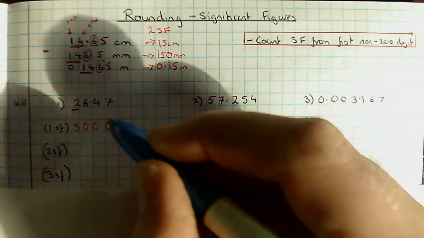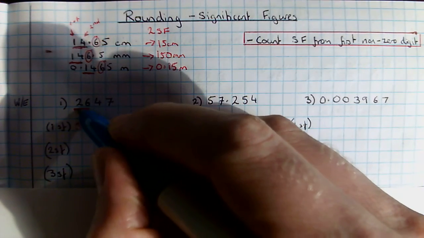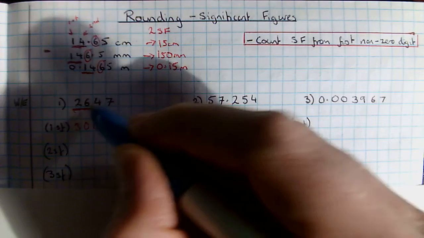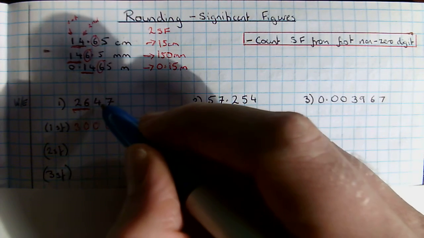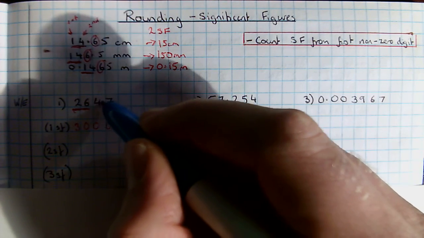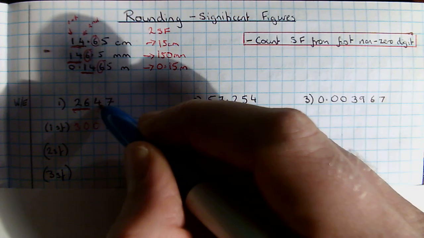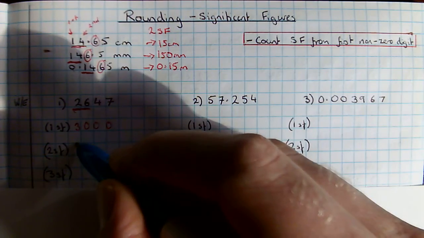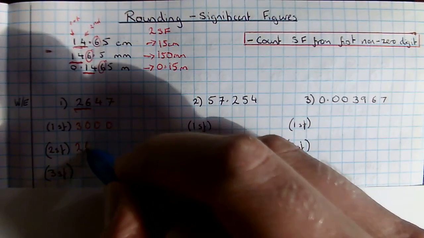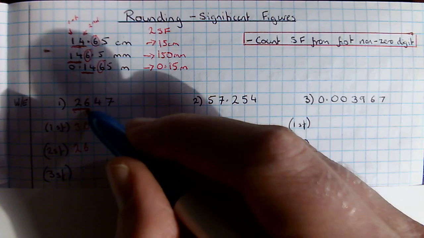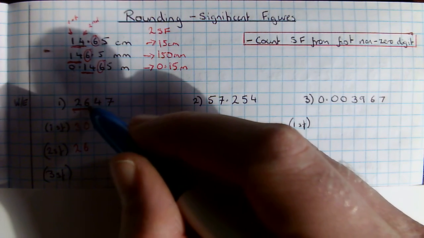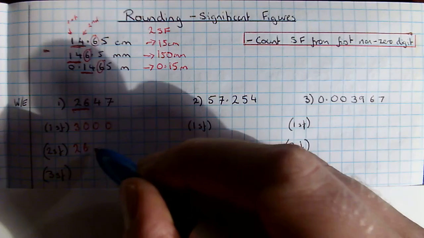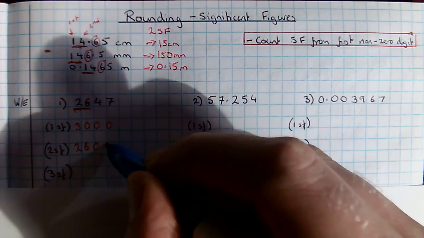When I'm rounding to 2 significant figures, I'm going to underline the first 2 digits. Remember, that's 2,647. The 4 is not 5 or bigger, so this stays the same as 26. And again, I need to keep the place value the same. It's not just 26, it's 2,647. So I need to put in my 2 zeros.